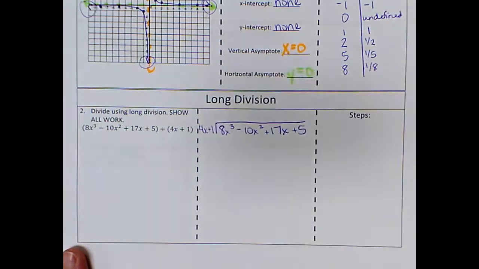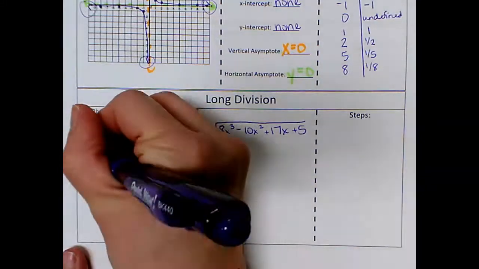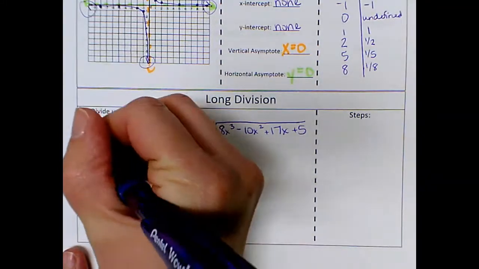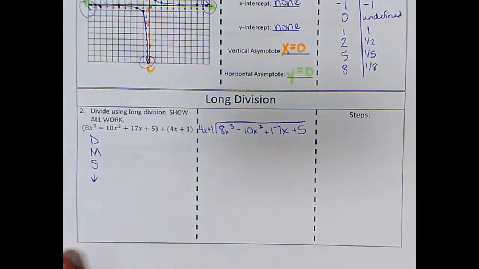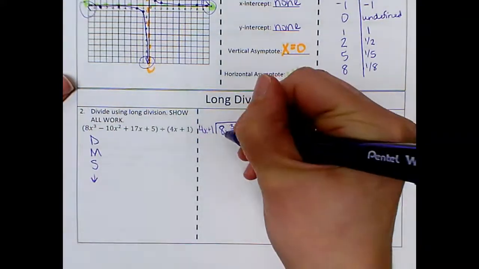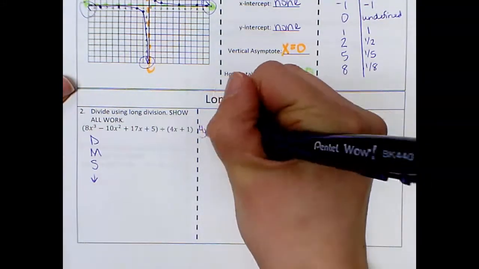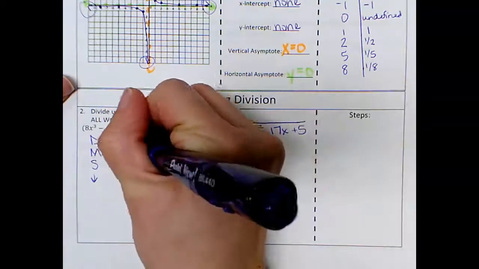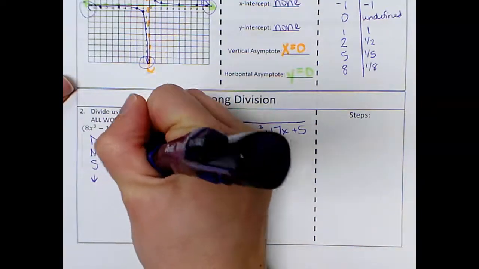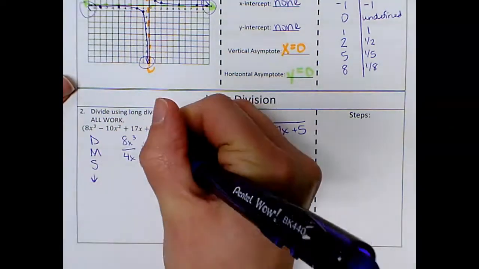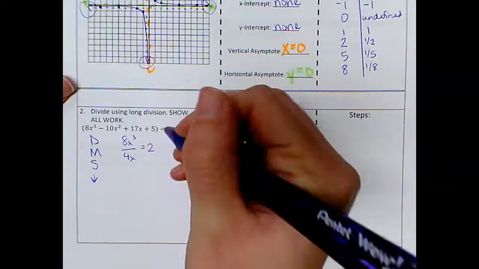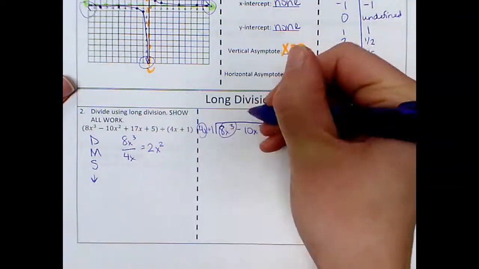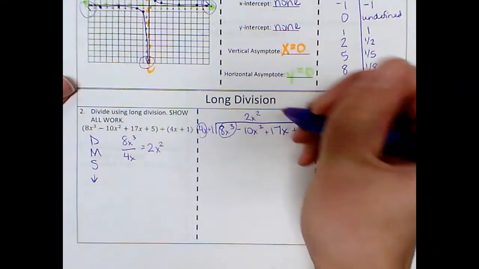is outside. And when you do long division, the steps are divide, multiply, subtract, and bring down. And when you divide, you're only dividing the first terms. So I have 8x cubed divided by 4x. 8 divided by 4 is 2. x cubed divided by x is x squared. So 2x squared is my first term.